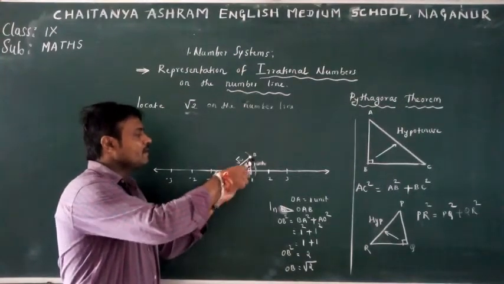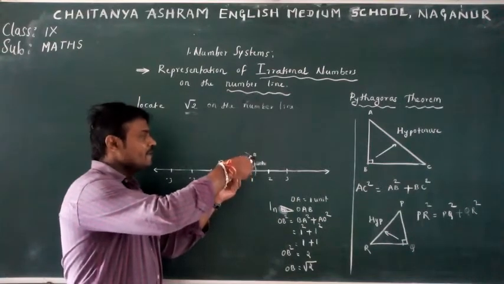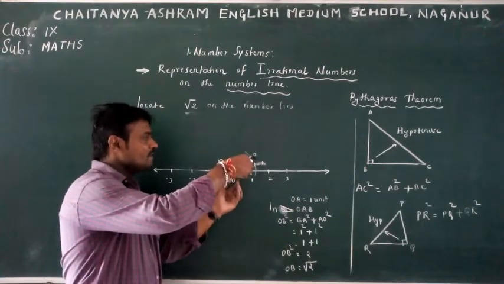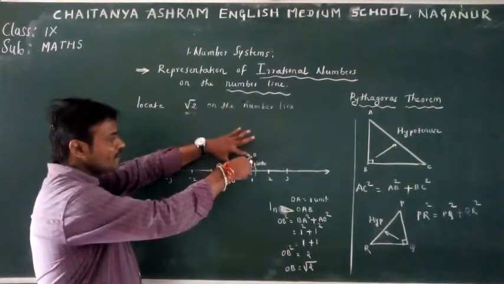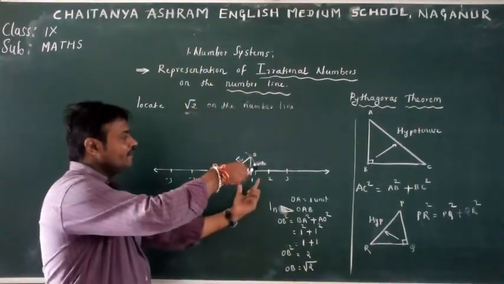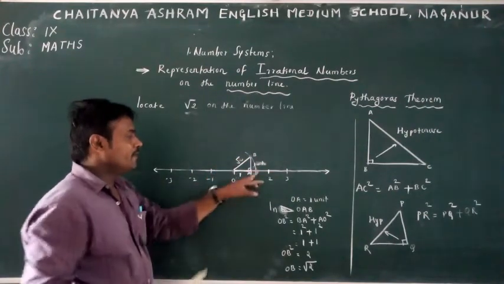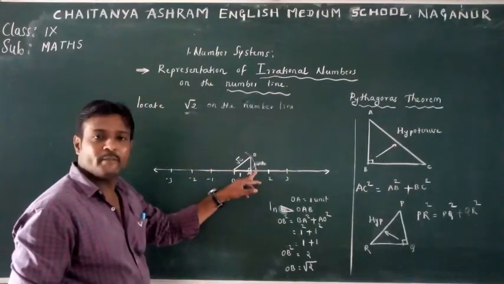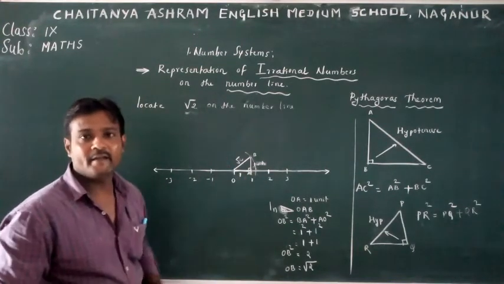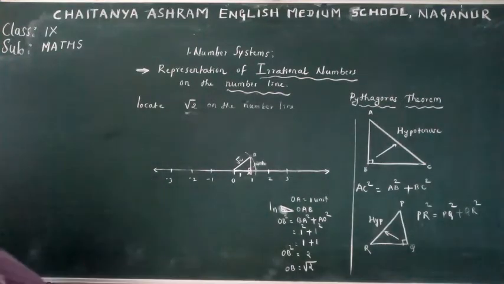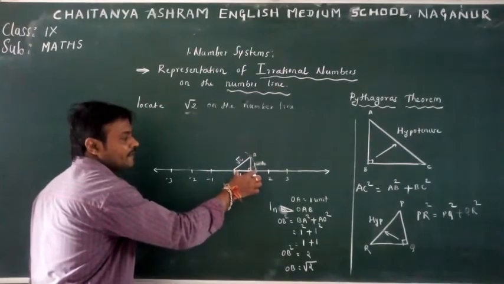Okay, dear children, this length is the same as this length. This is how much? Root 2. Then this is how much? This is also root 2. So here to here represents root 2 on the number line. Clear? So dear children, OB is the same as this point.